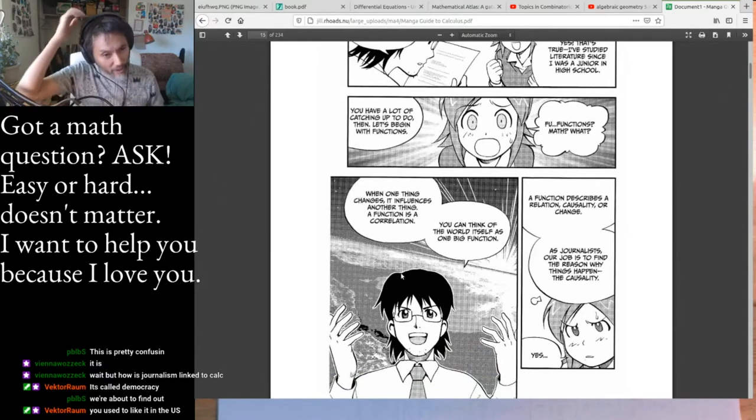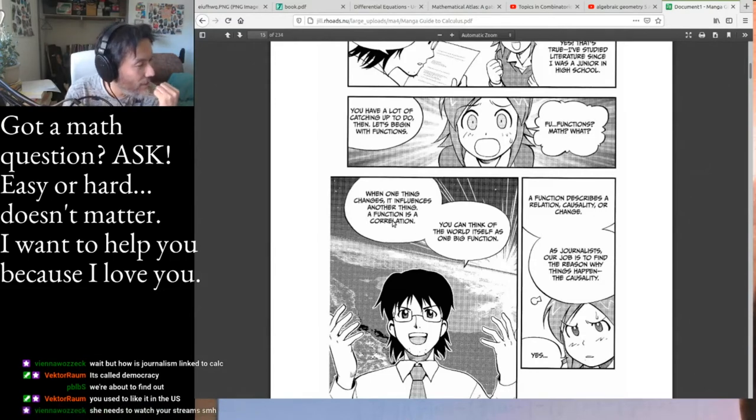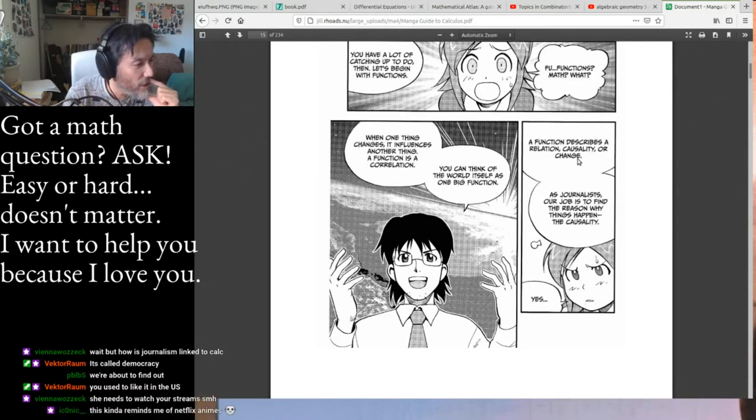I call it peer pressure. When one thing changes, it influences another thing. A function is a correlation. You can think of the world itself as one big function. A function describes a relation, causality, or change.